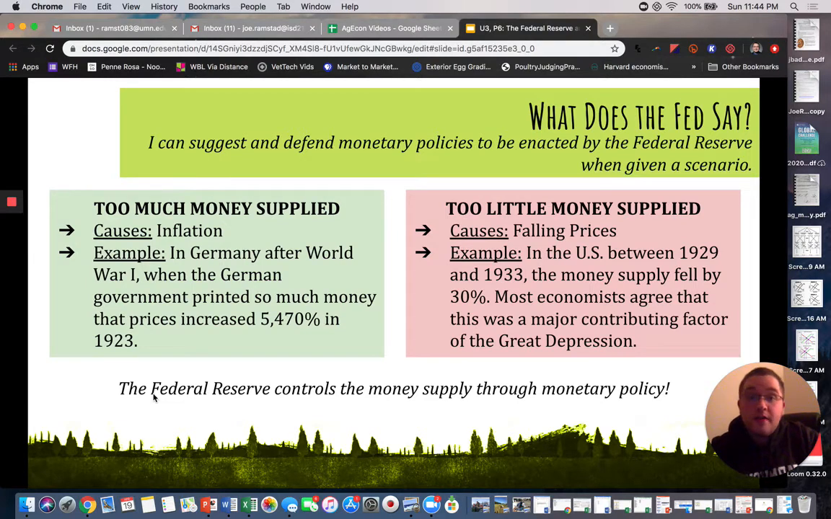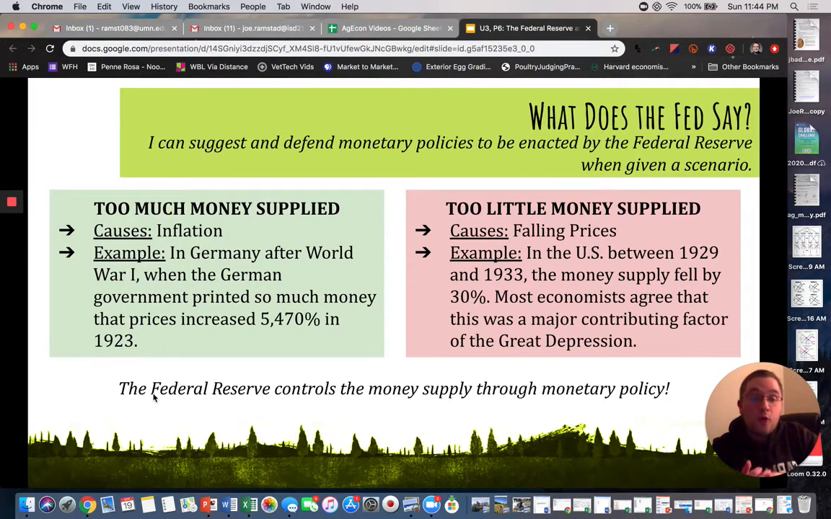And then the second would be if there's too little money supplied. That causes falling prices. An example would be in the U.S. between 1929 and 1933, when the money supply fell by 30%. Many economists agree that this was the major contributing factor to the Great Depression.